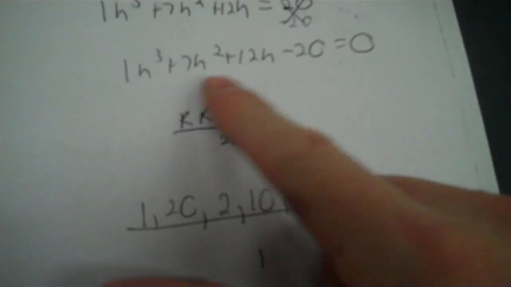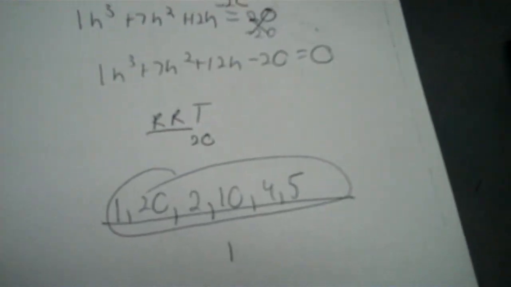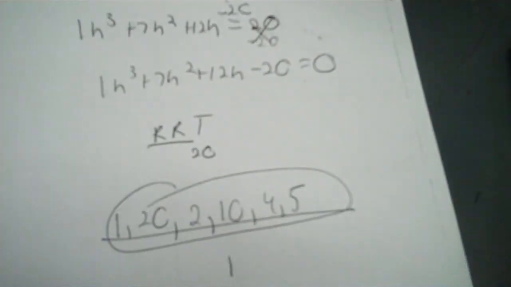Okay, plug all those into the calculator. You don't need to divide by 1. These are your possibilities. Let's try 1: 1 to the power of 3 plus 7, and then 1 to the power of 2 plus 12, 1 minus 20. Oh, I got 0. That's a good one. You don't need to test the others. 1 works perfectly for my height.